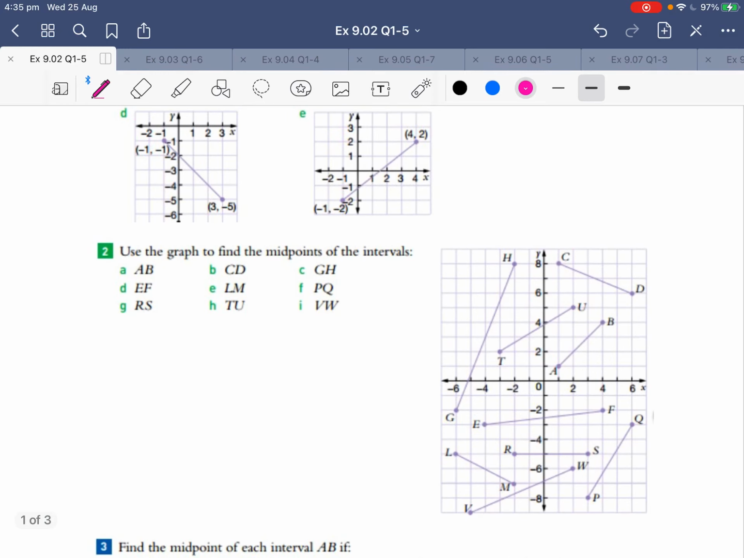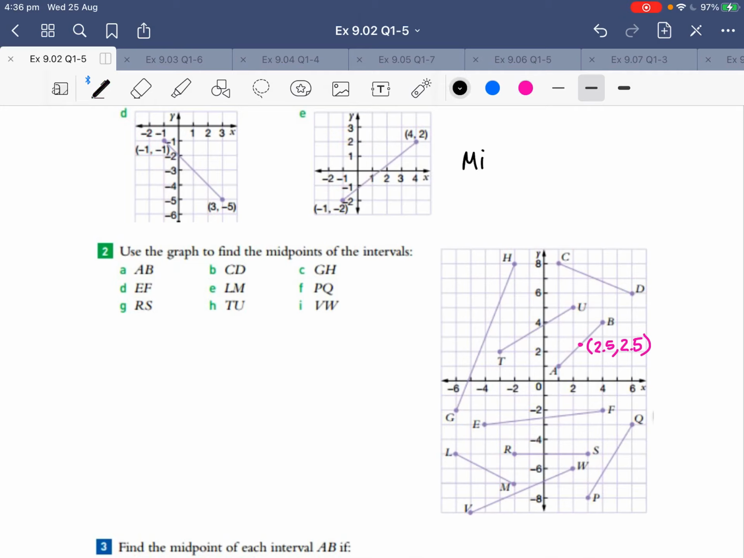For question 2, we want to use the graph to find the midpoints of the intervals. Our first one is of the interval AB. So our AB is here, and to find the midpoint of this interval, we need to find where the middle of it is. Now the middle of this line is here, which is at the coordinate 2.5, 2.5.